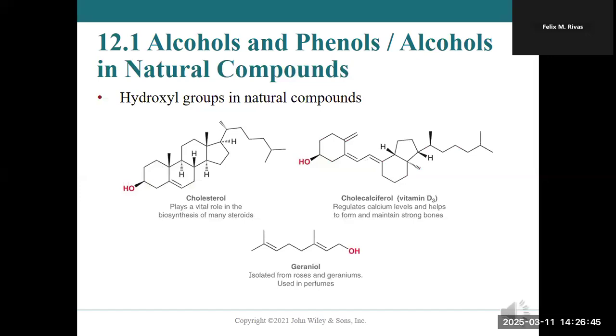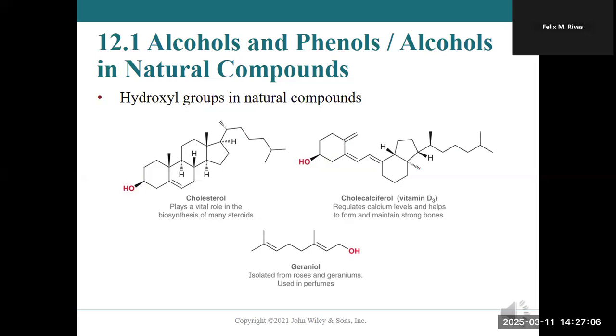In this case, we have cholesterol, which we don't think of as an alcohol because we usually think of it as something that is not good to have in high amounts, something related to non-polar compounds in general, but alcohols are polar molecules. So cholesterol has one side that is polar, one side that is non-polar.